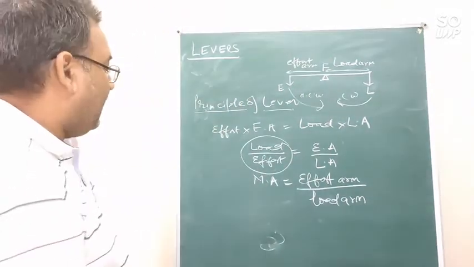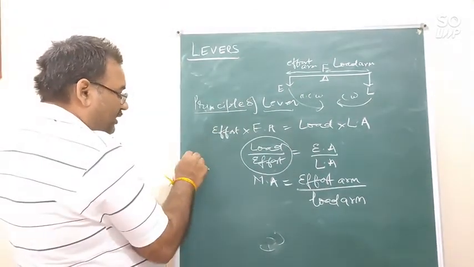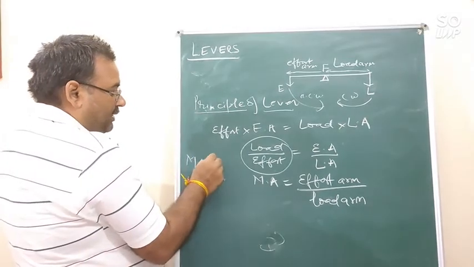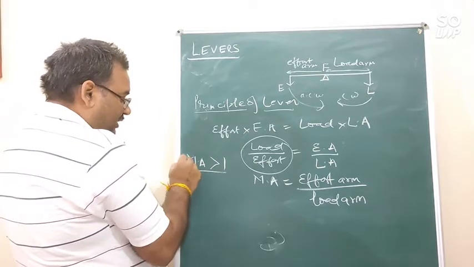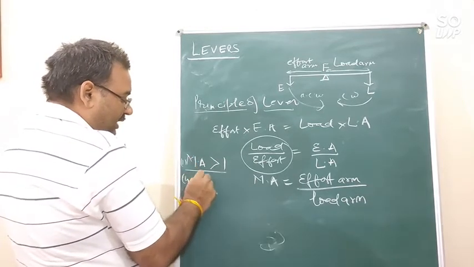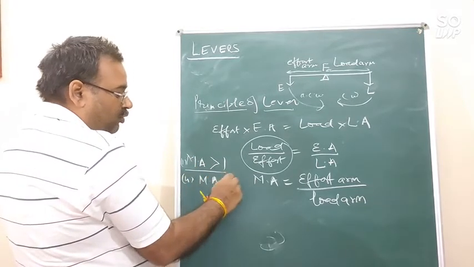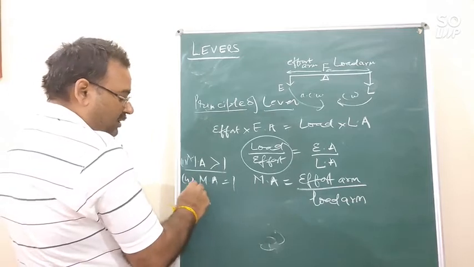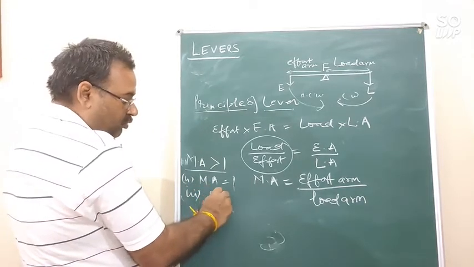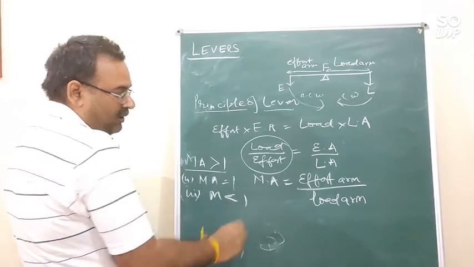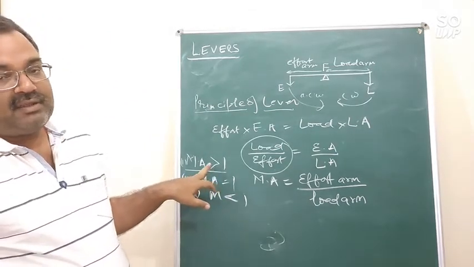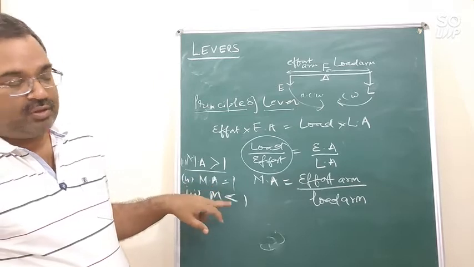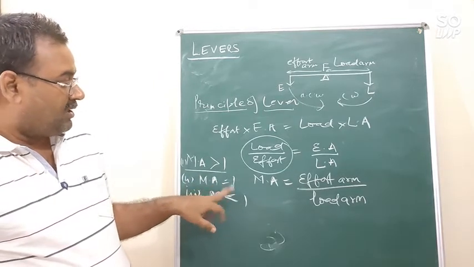Now, mechanical advantage can be greater than 1, that is the first condition. Second condition, it can be equal to 1. Or third condition, it can be less than 1. So, there are three conditions. Mechanical advantage of a lever can be greater than 1, equal to 1, or less than 1.